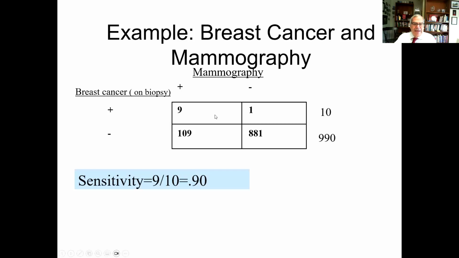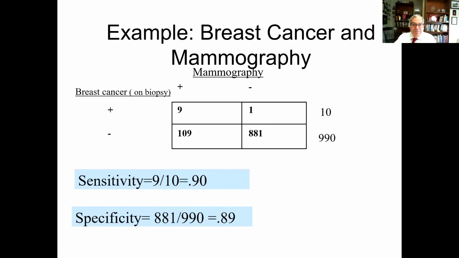These are people with breast cancer. 9/10. Our sensitivity would be 90%, and we would have one false negative out of 10 cases right here. Our specificity, on the other hand, would be 89%, taking the number of people with a true negative over the total number of people without the condition, which would now tell me I'd have 109 false positives.